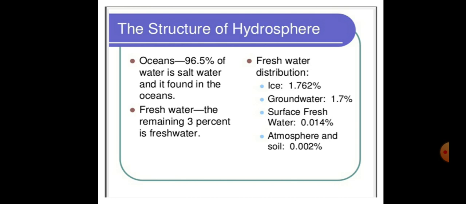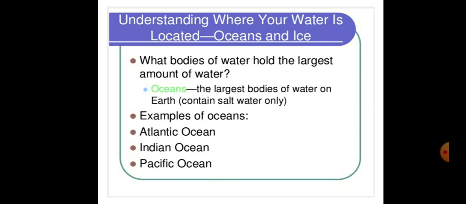Now, in the atmosphere, we have water. Yes, we have it in the form of water vapor, the gaseous form of water, and even soil contains some water when the soil is wet. Okay, now where is our water located? In all the largest bodies of water known as oceans, which contain salt water only. Oceans contain salt water.